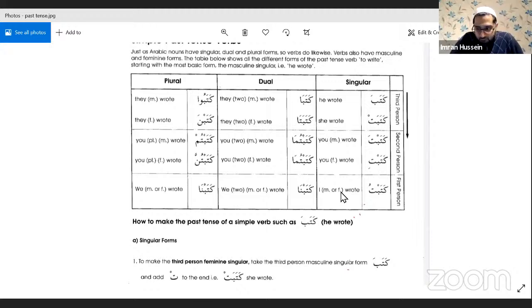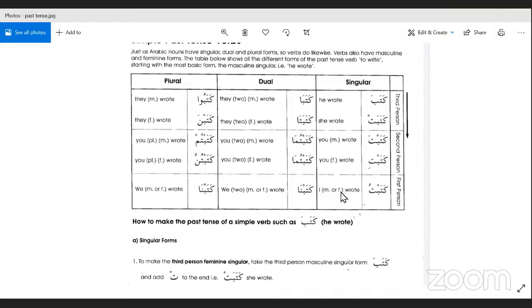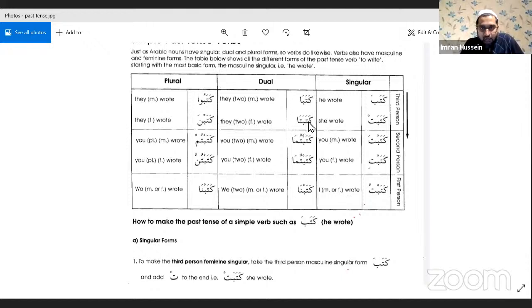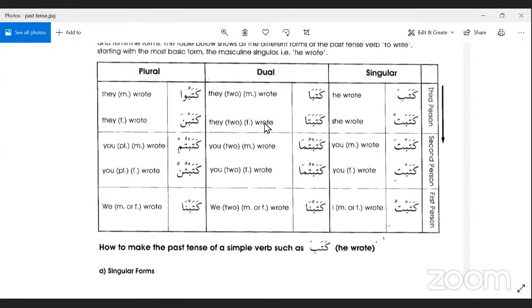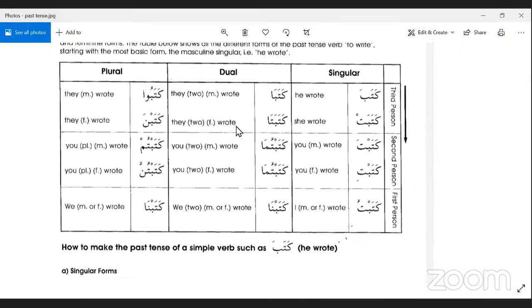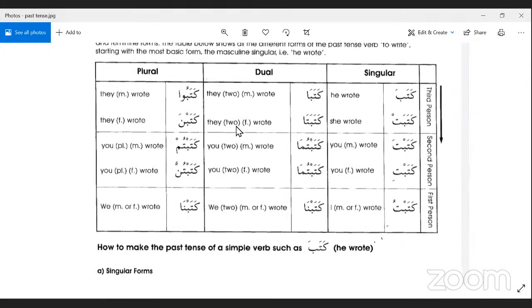Akala, he ate. Akala, they two male ate. Akalu, they all male ate. Akalat, she ate, female. Akalata, they two female ate. So have a look, all of them have a fatha harakat. Akalna, they all female ate.